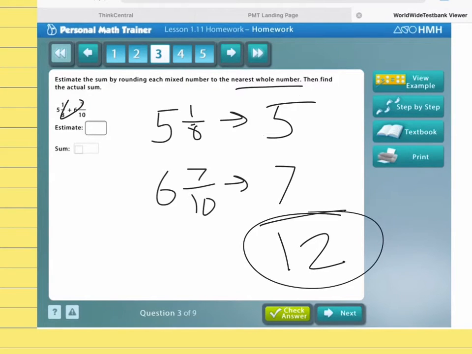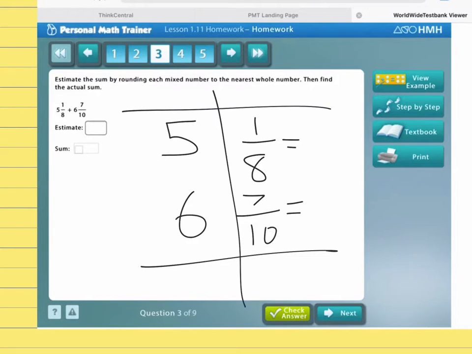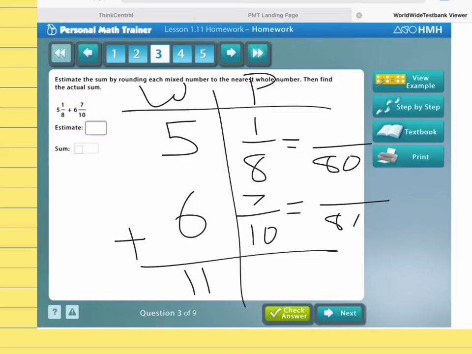Now we'll find the actual answer. The first step I do is separate the mixed numbers into wholes and parts. I have 5 and 6 would be 11, so I can go ahead and add that there. Then 1/8 and 7/10. Those are unlike fractions, so I need to find a common denominator. Just to make it easy, I'm going to use 80. You could do 40 also because 8 times 5 is 40 and 10 times 4 is 40. Both of those are factors of 40.